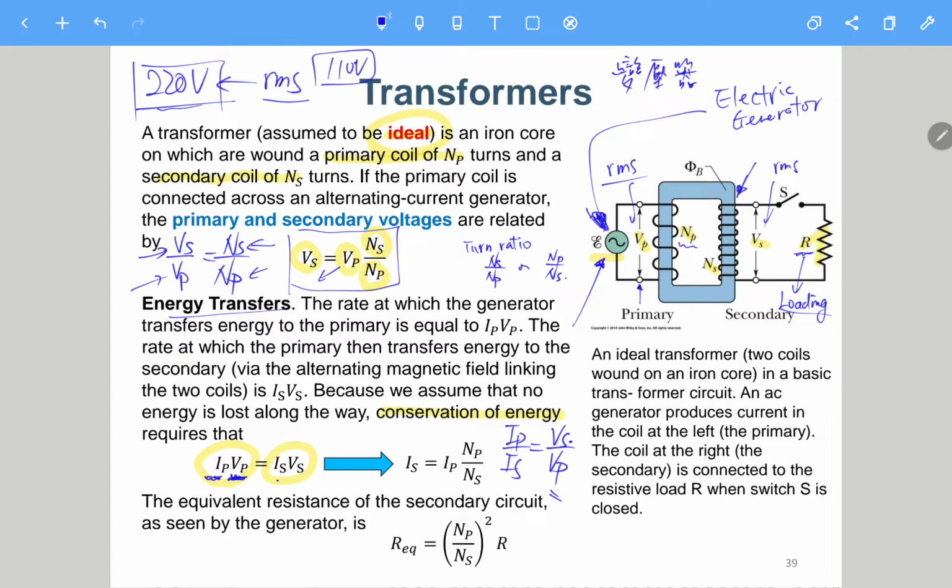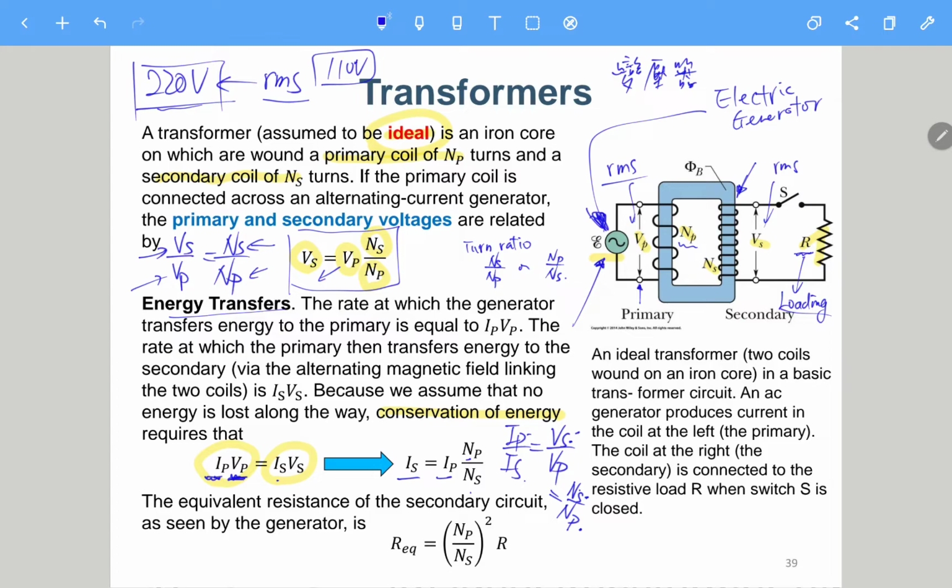In that case, this is equal to Ns over Np, because V and N are proportional, and I and V are inversely proportional. So we have Ip over Is equal to Ns over Np. If you move the terms over, the current of the secondary coil equals Ip times Np over Ns.